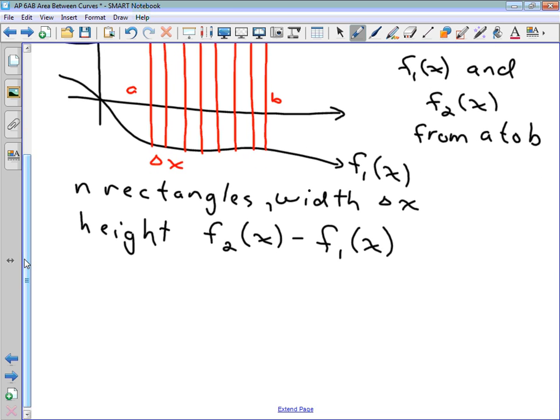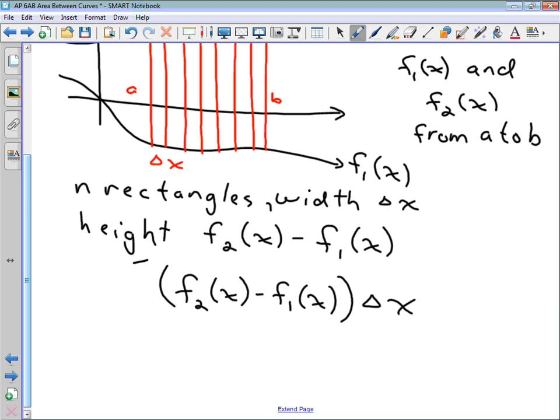Now, the area of one individual rectangle would be f2 at x minus f1 at x, so our height, times our width, gives us the area of one rectangle. We want to take the sum. Basically, we want to add up the areas of all of our individual rectangles. So i goes from 1 to n. So we're adding up all of the individual rectangles.